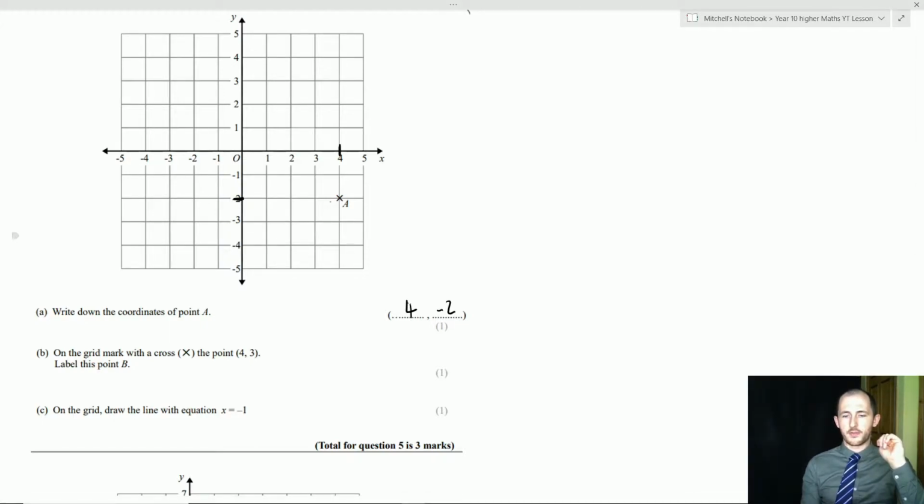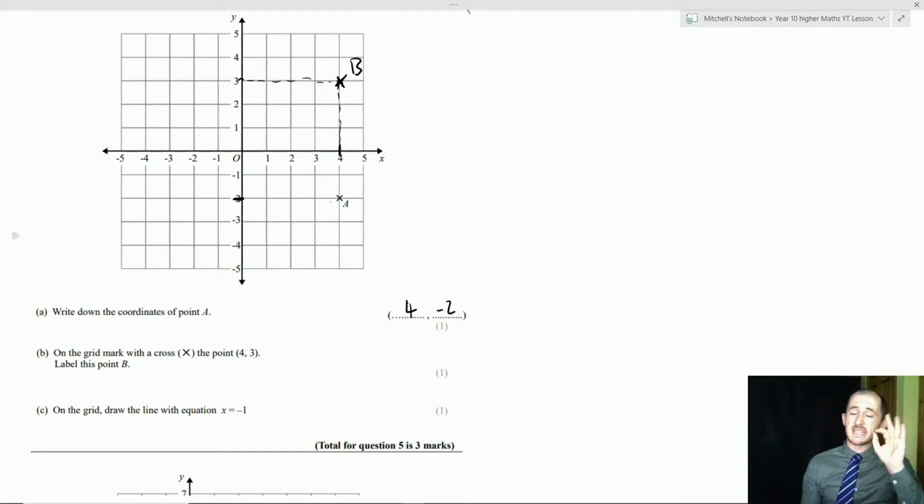Part B, on the grid, mark with a cross the point 4, 3, mark it B. Okay, cool. So 4 across brings me to this same line, and 3 up brings me here. So again, let's draw little dotted lines. And this is the point it's asking us for, and it says label it B.